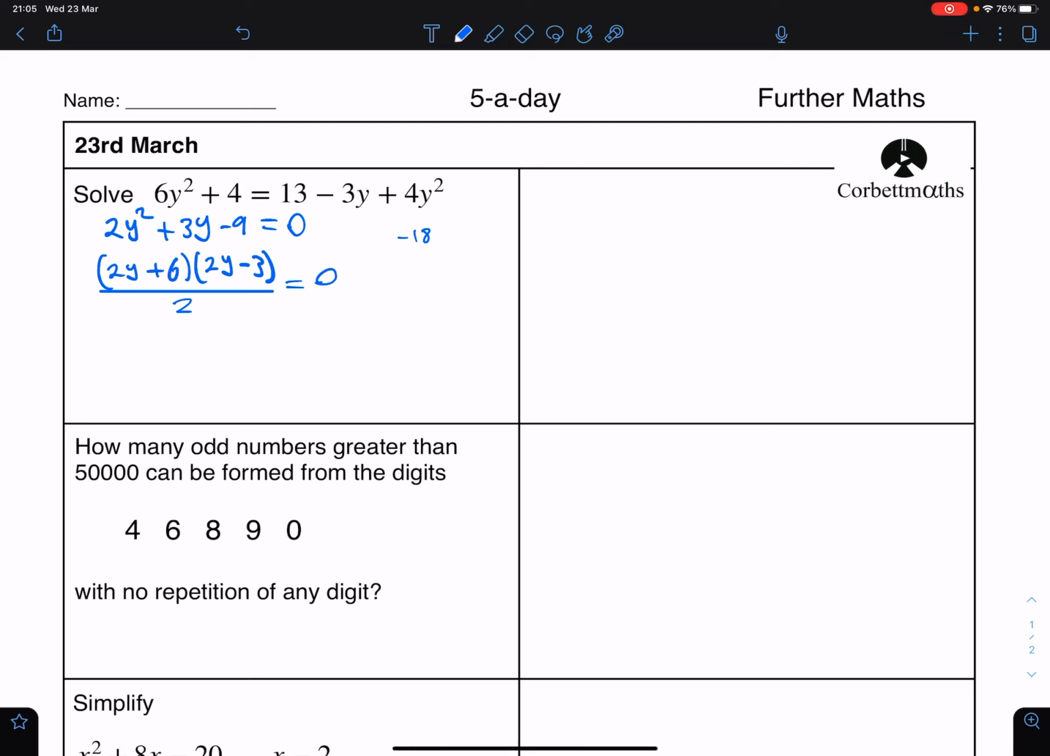And then in simplifying, I'm able to divide this first bracket entirely by 2. So that becomes y, because 2y divided by 2, plus 3, because 6 divided by 2, multiplied by 2y minus 3 is equal to 0. Okay, and that means that either y plus 3 equals 0 or 2y minus 3 equals 0, which means that y equals minus 3 or y equals 3 over 2, adding 3 and dividing by 2.